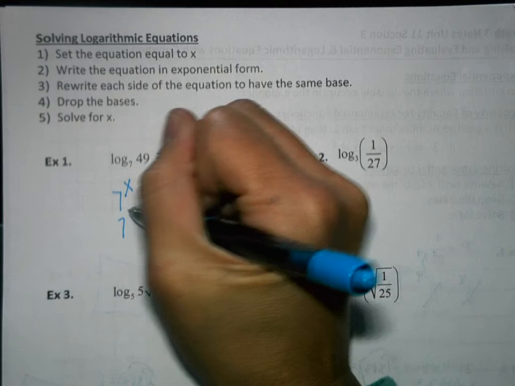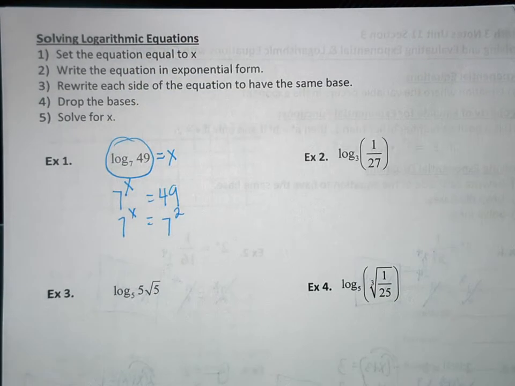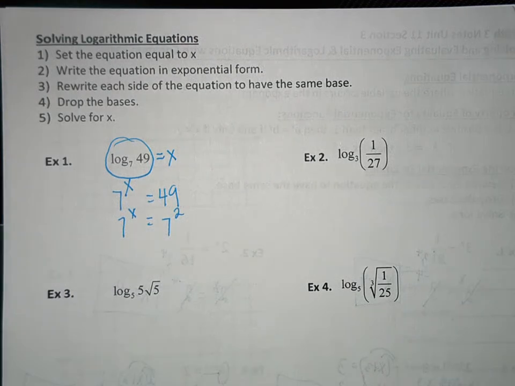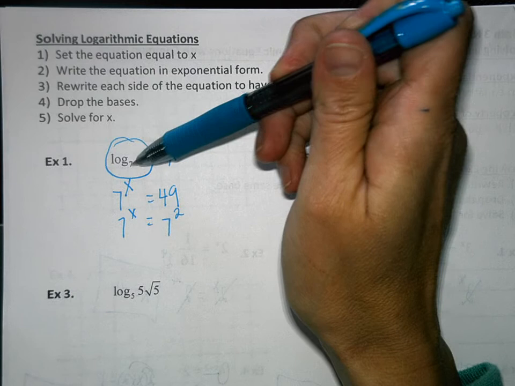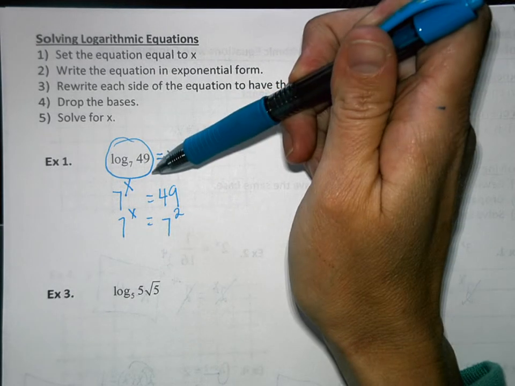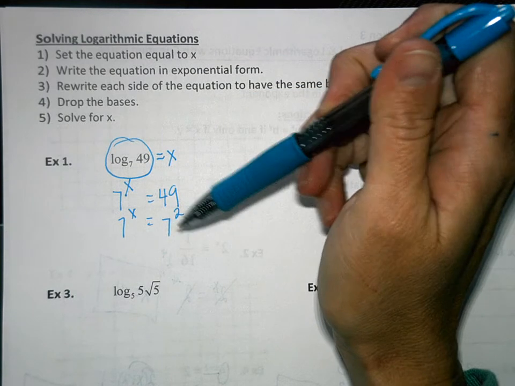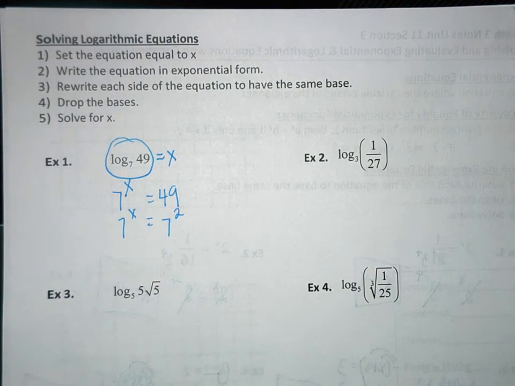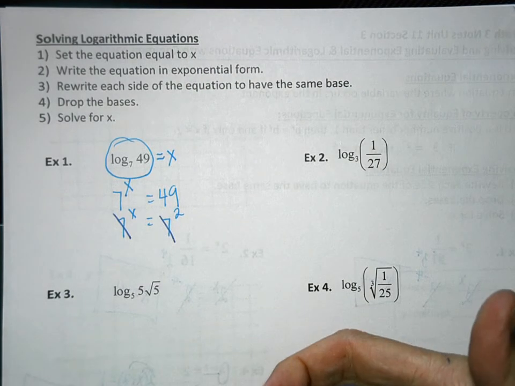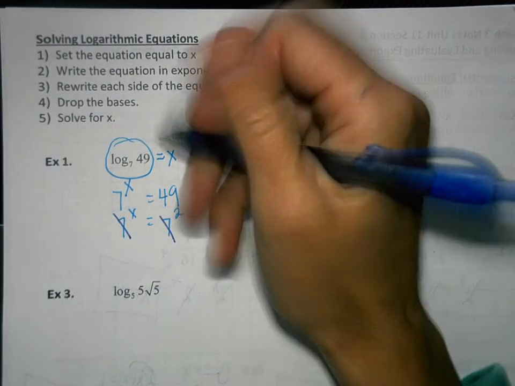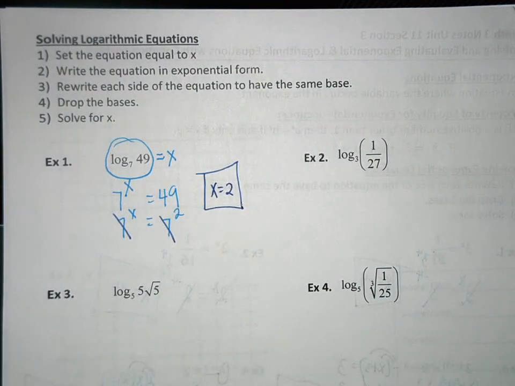Now my question for you is, could you have done this one in your head? Yes. Some of you can, some of you can't. If you know the answer and you can do this in your head and you know it's saying 7 to what power is 49 and you know the answer is 2, you do not have to go through this process. I am okay with you just writing the answer. Okay? If you get confused, I would go through this process to make sure I understand it and then drop the bases and get the answer of x equals 2. Do we have any questions?